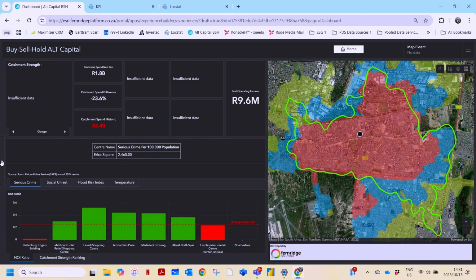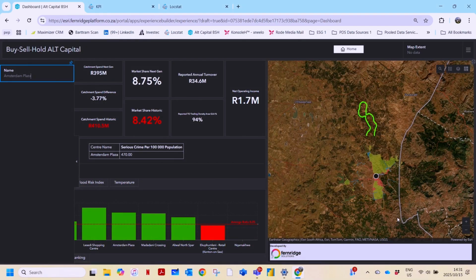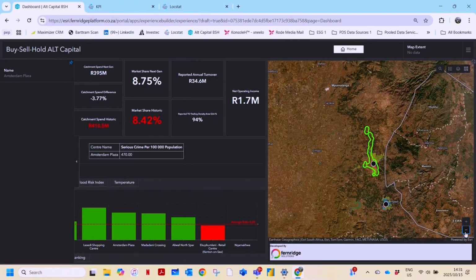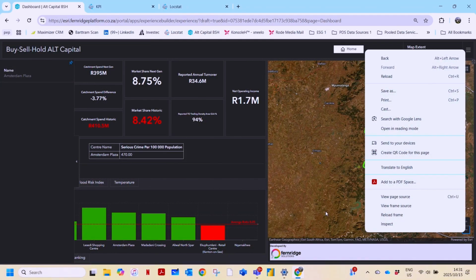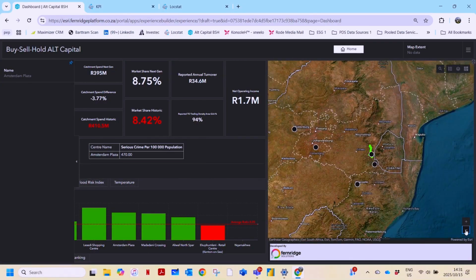Okay, so what we've got here is effectively a tool that starts to look at how we can use new data and new technology to understand our assets a little bit better. What we're also looking to do here is to understand how we can incorporate some of those factors that we know about, as in environmental, social, and leadership, into our investment decision making. So it's part and parcel of the same decision process. Very simplistically, what we're looking at here is Amsterdam Plaza.